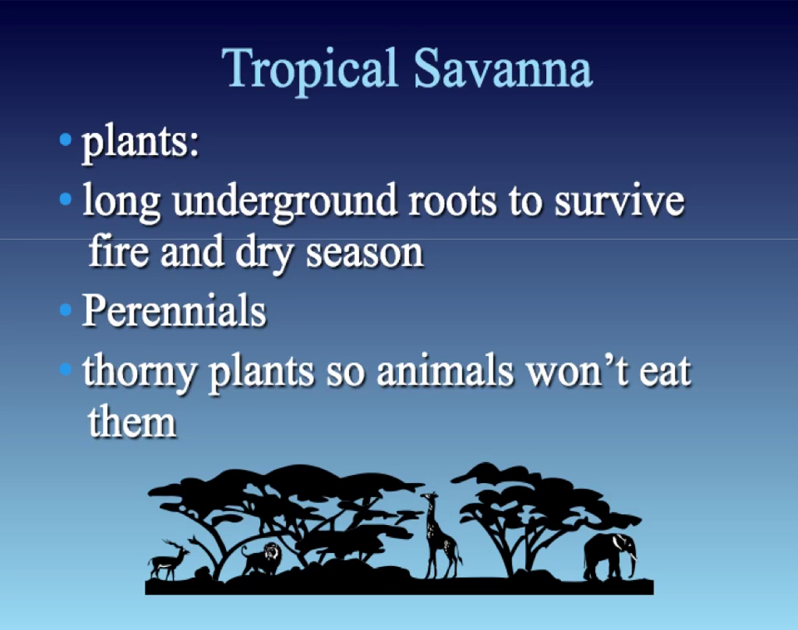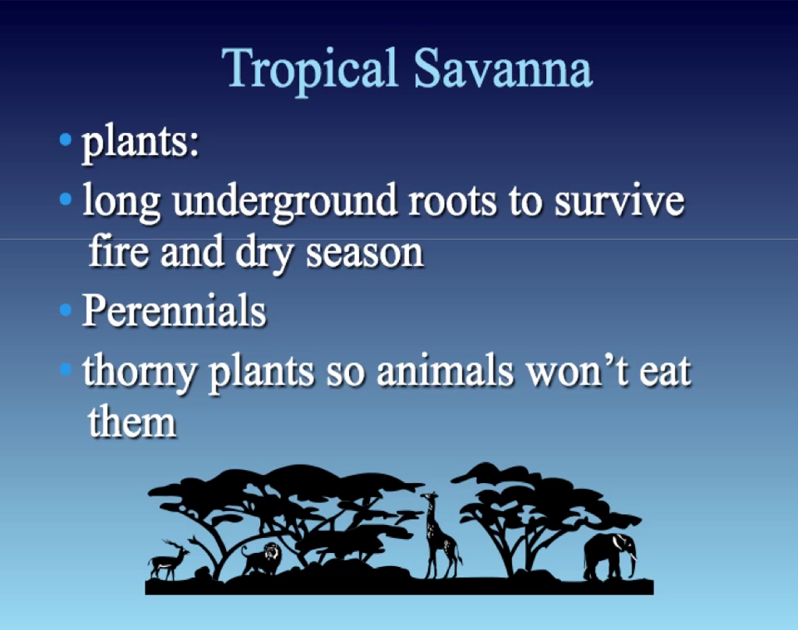The plants that you'll find in a tropical savanna tend to have long underground roots, because during the dry season, fires can be quite common. So they need to be able to survive those fires. The plants are perennials, meaning that they come back every year, year after year. They don't need to be replanted and grown from seed every year.